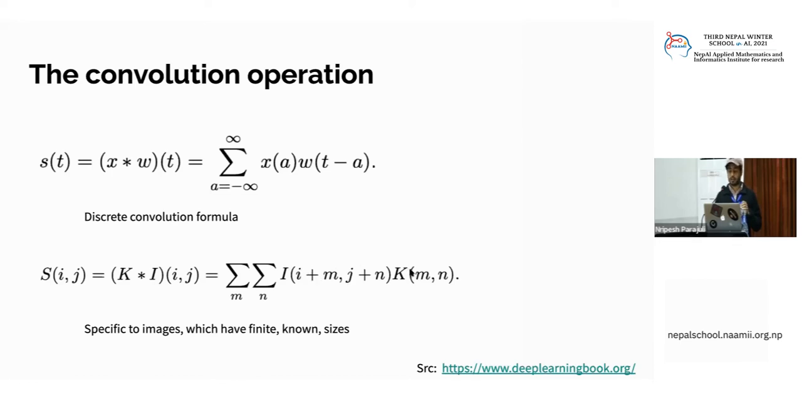So i and j are fixed, i is 0 and j is 0, and m and n vary. Let's say it's a 3x3 kernel, so m and n go from 0 to 2. This makes sense, it should be pretty simple.